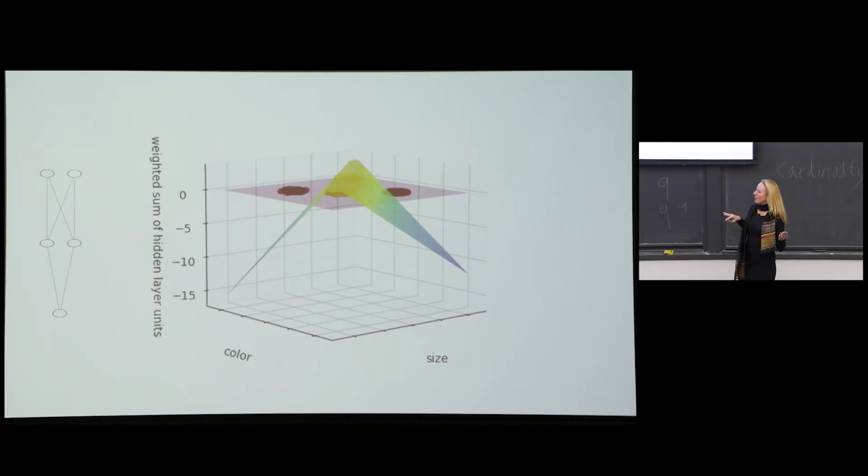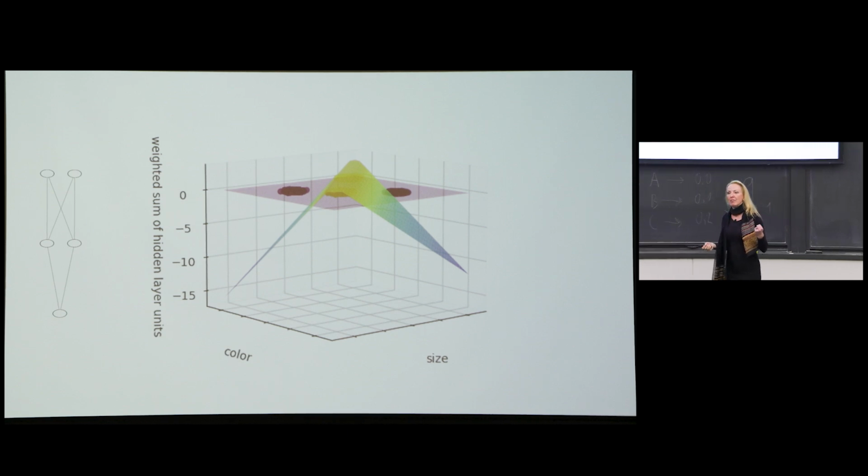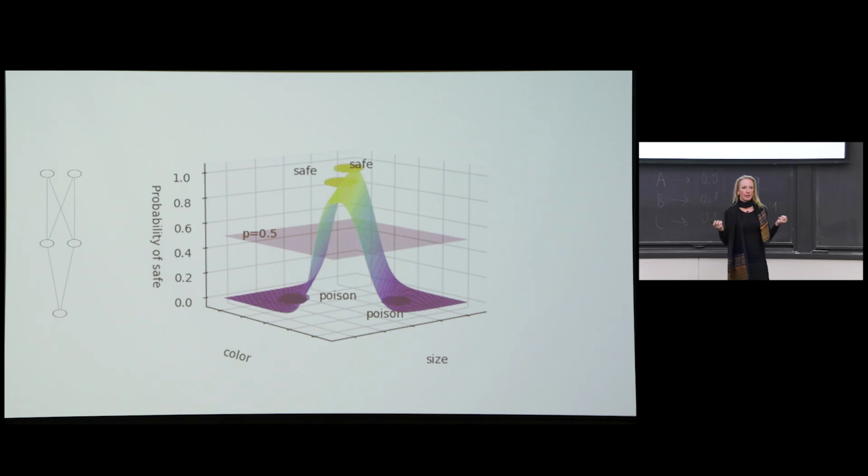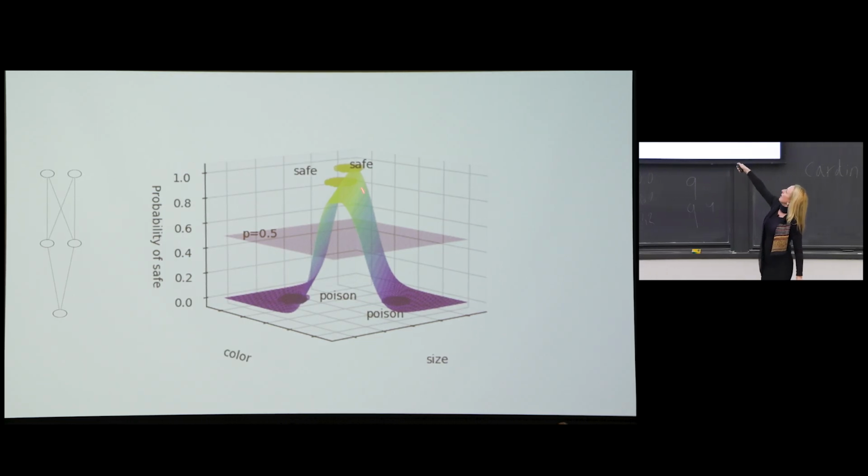So here's what I'm going to do: I'm going to take this and apply the function I just showed you, softmax, to it. And here's what it's going to look like, okay? So what we're seeing here is the probability that the berries are safe. Over here, in this region with this particular size and color combo, it's saying that the probability of being safe is very close to 1, okay?